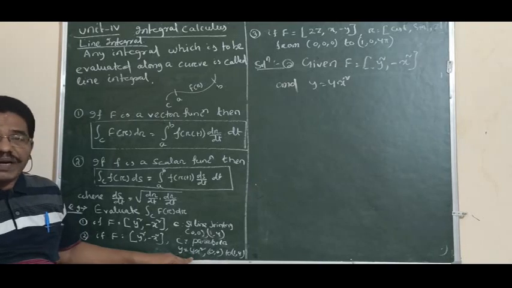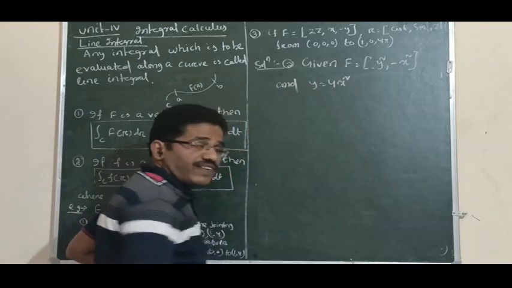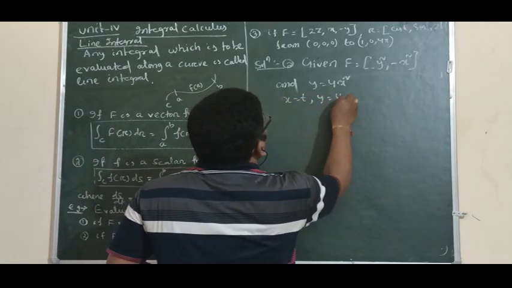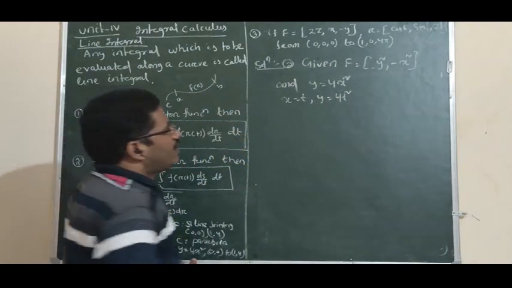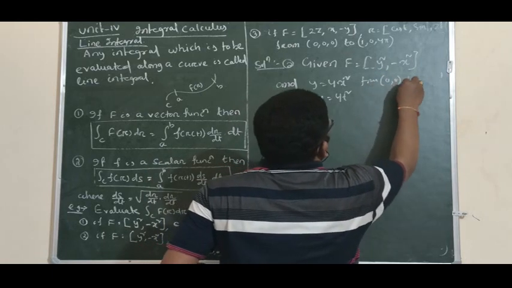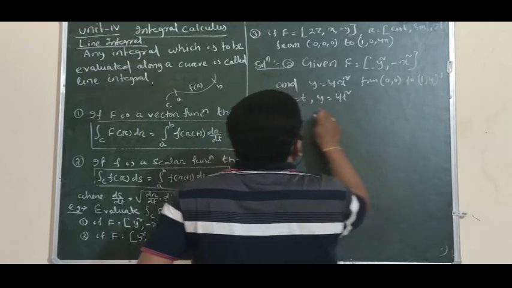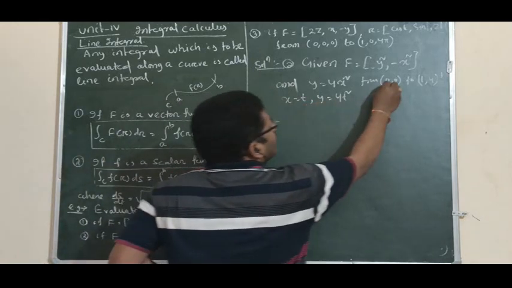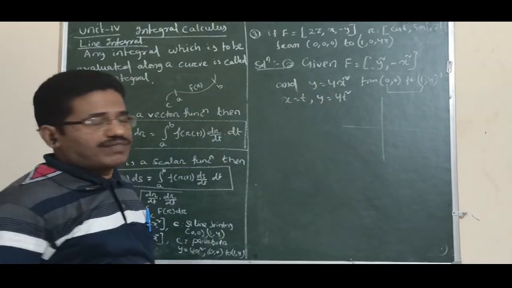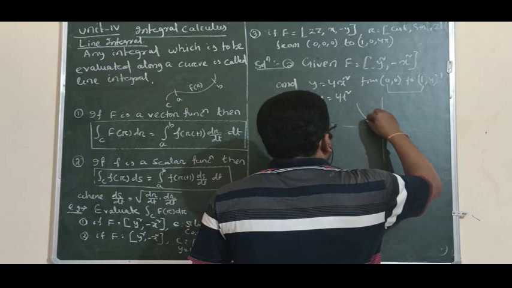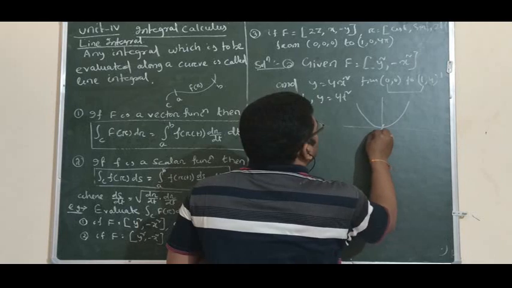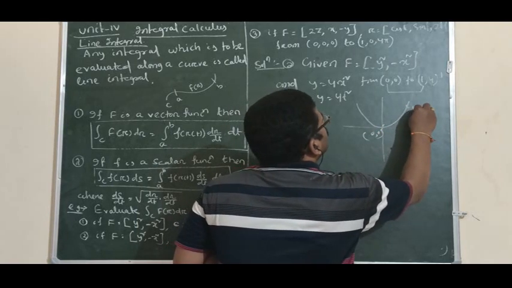How to find the parametric form? Because y is a function of x, the parametric form is x equal to t, then y equal to 4t square. Then, from the question, we have been given 0, 0 to 1, 4. That means if x equal to t, x is moving from 0 to 1. That is a parabola, y equal to 4x square. Y equal to 4x square means the parabola is like this. It is from 0, 0. This is from 1, 4.